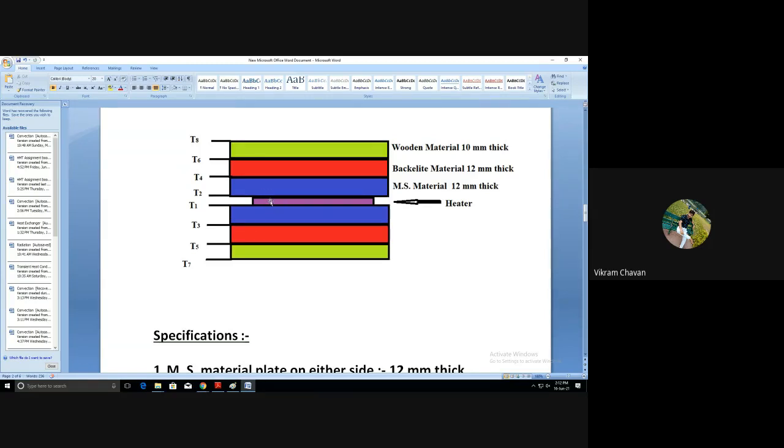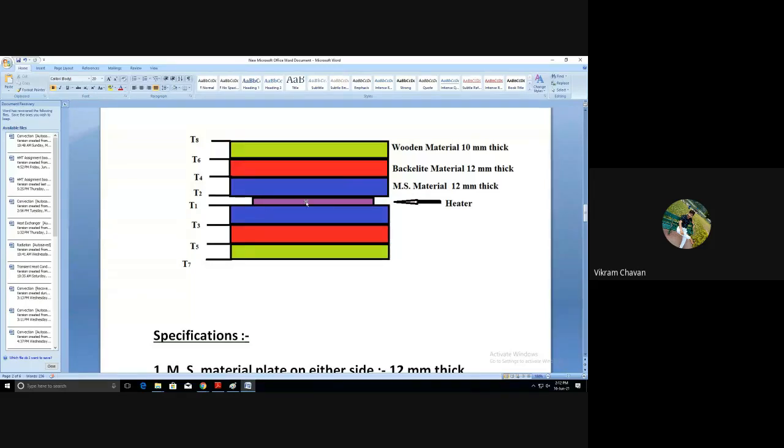Okay, so the next thing: this is the heater, and after the heater, a 6 mm thickness aluminum plate is provided, and then our main composite wall will start, in the downward direction and in the upward direction also. Now the thermocouples are placed to sense the temperature at the middle of each plate.